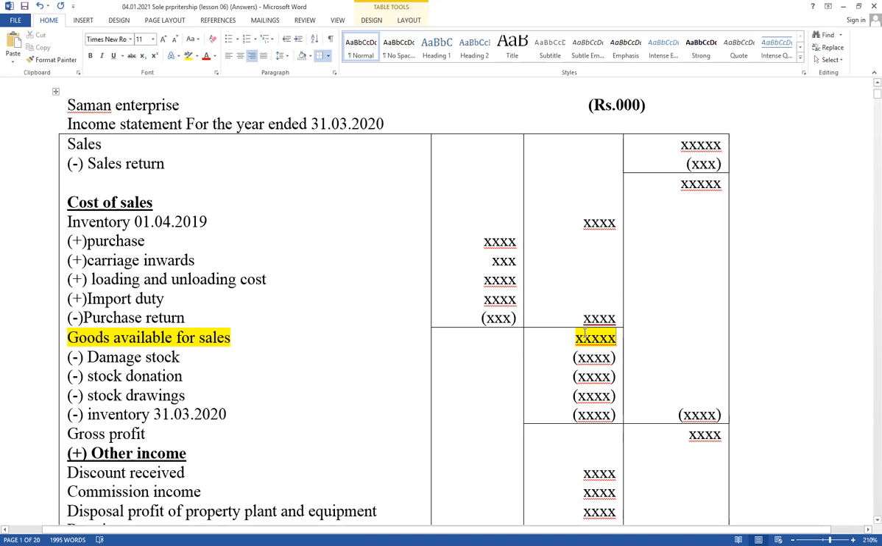From goods available for sale, the value of damaged stock, stock donation, stock drawings, as well as closing stock should be deducted. Any organization, not only proprietorships, partnerships and companies also follow the same theory. After that, cost of sales can be calculated. Think about this one here, the total amount should be included here. After that, opening inventory plus this value, take the answer here, then deduct. Therefore, this is the correct value, that is the cost of sales. Then sales minus cost of sales, gross profit can be calculated.